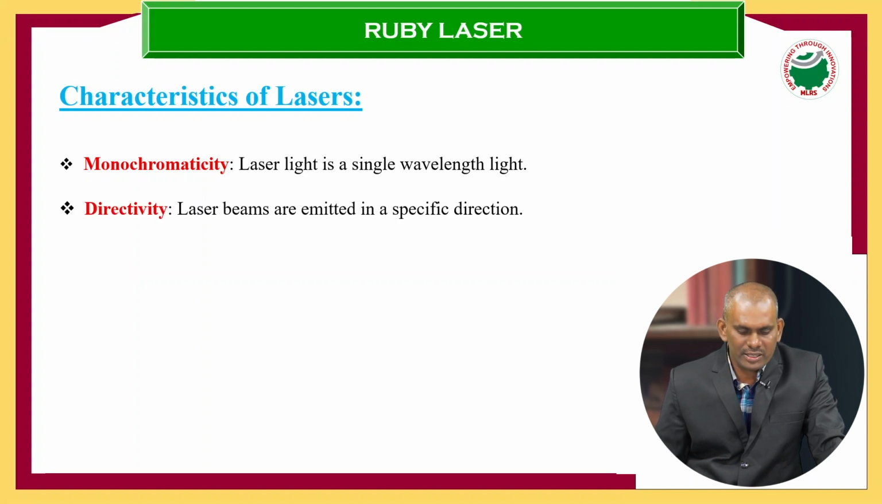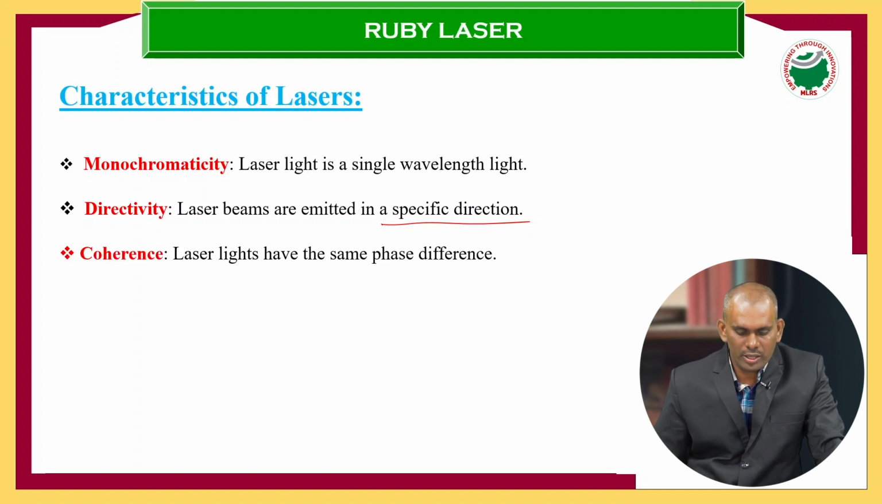The next characteristic is directivity. When you switch on the laser, the light can travel long distances with low deviation. It can travel straight. If you switch on a normal light, the light spreads throughout the space within a short period of time. But laser light does not spread in all directions. Laser beams are emitted in a specific direction. That's why the directionality is high for lasers.